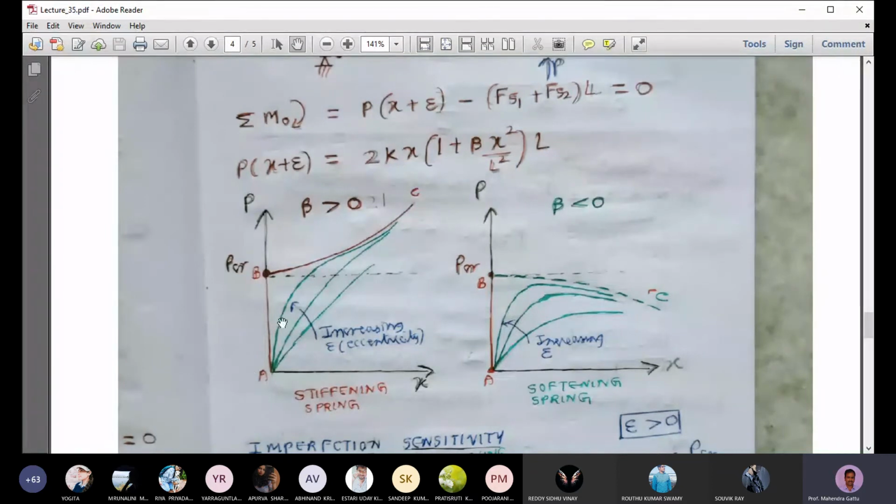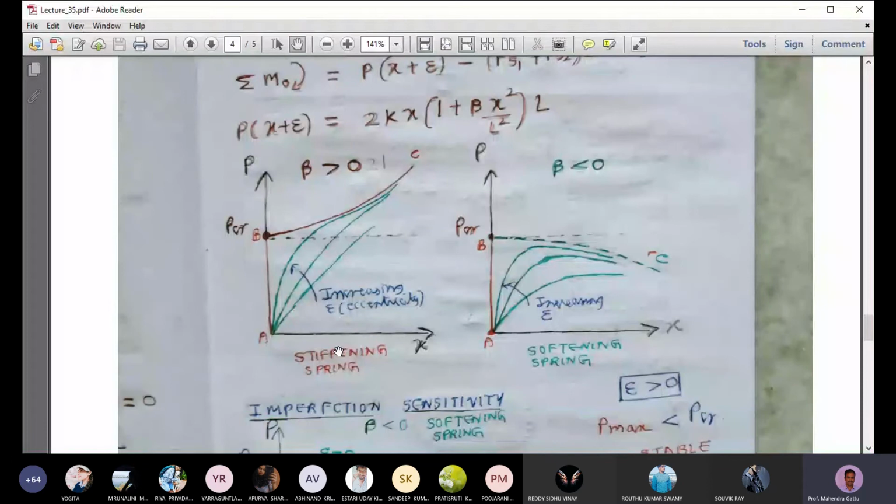The middle curve has a little higher eccentricity, so this curve will be a little farther from the vertical line, and it will also deflect, and once it reaches around the P critical value, it will again move asymptotically to BC. Similarly, the lowermost one has the highest eccentricity, and it will behave like this and afterwards go asymptotically towards BC. So this is the load deflection curve. The green curves are load deflection graphs for a stiffening spring.